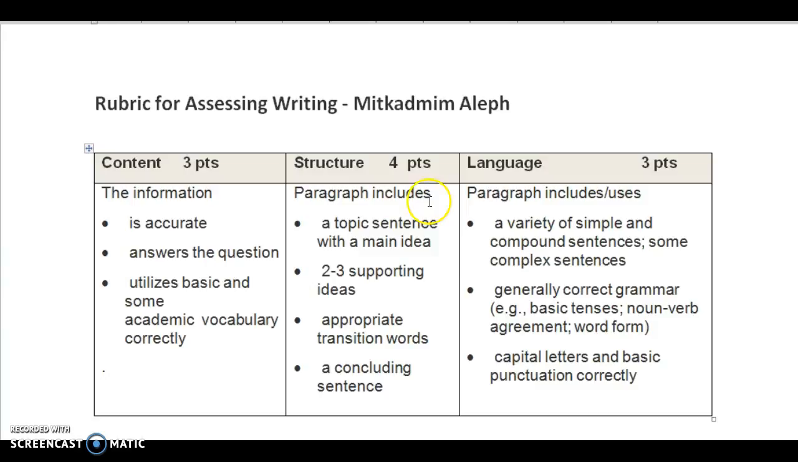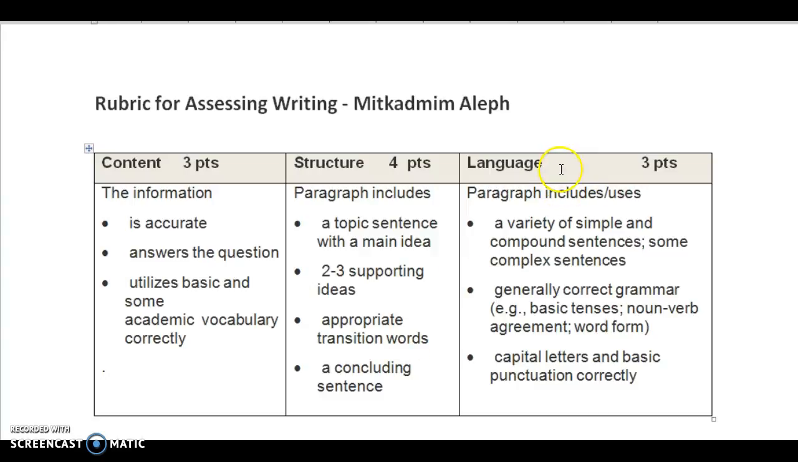So the paragraph must begin with a topic sentence with a main idea. You need 2 or 3 supporting ideas, and those ideas have to be linked using appropriate transition words, connectors, because, therefore, so, similarly, those kinds of words. And your paragraph also needs a concluding sentence, a sentence that ties it all together.